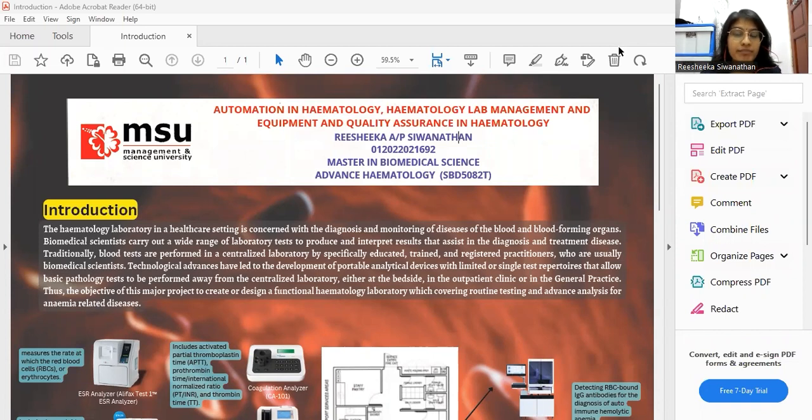Today I'm going to present my poster entitled Automation in Hematology, Hematology Lab Management and Equipment, and Quality Assurance in Hematology.